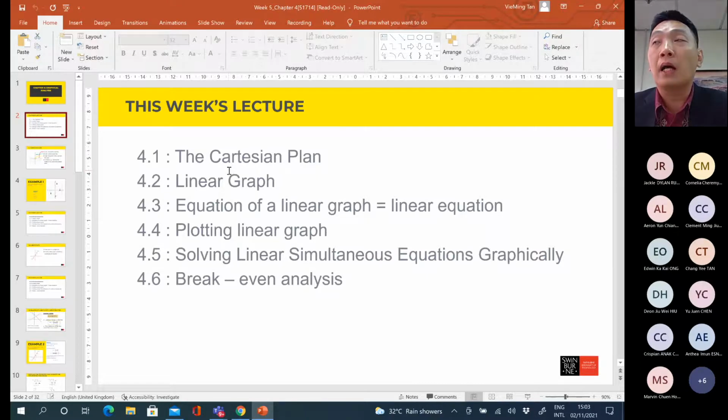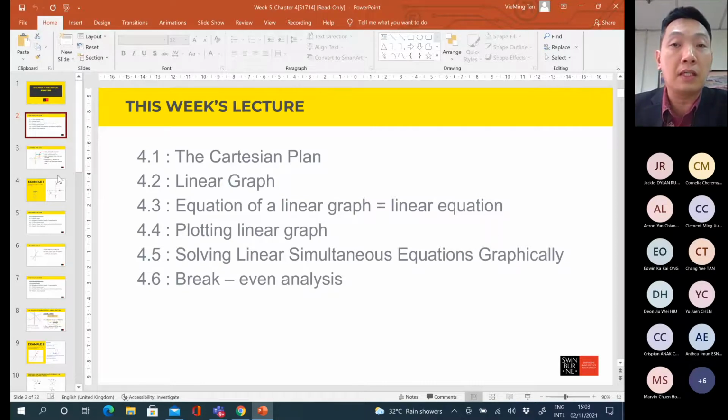And we are going to apply this simultaneous equation concept to break-even analysis in a business scenario. So this is the overall section that we want to go through this afternoon. Okay, so let us start.